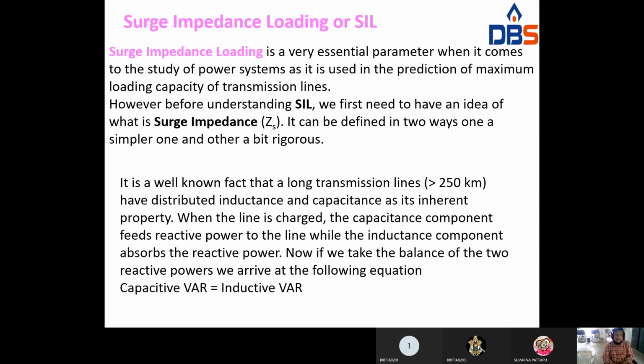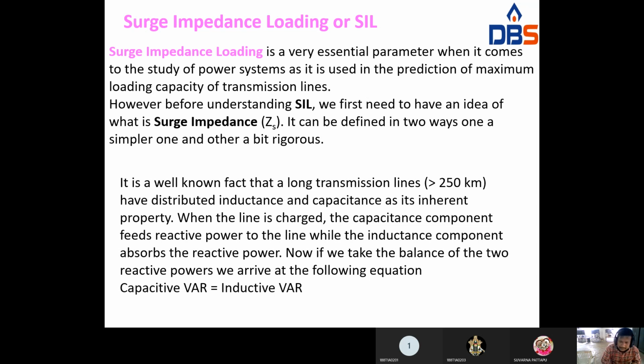It is a very essential parameter in the study of power systems, as it is used in the prediction of maximum loading capacity. Where the maximum loading is utilized on the consumer side or in the transmission system may be predicted with the help of surge impedance. However, before understanding surge impedance loading, we first need to know about the surge impedance ZS. We already discussed it in the previous slide. Surge impedance is defined where the transmission line is lossless, that is, for long lines or medium lines, not short transmission lines.